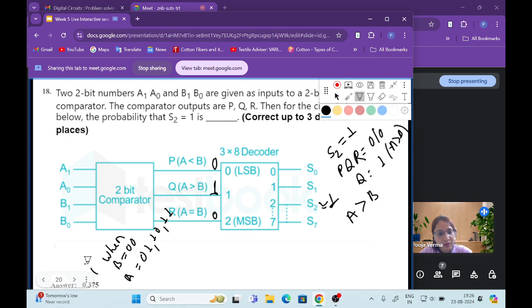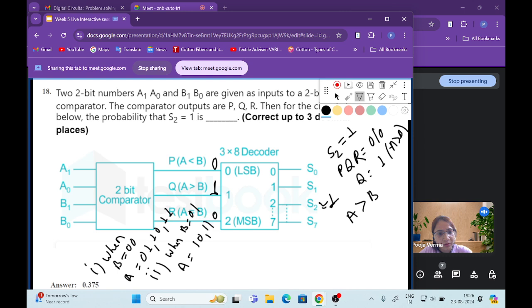Now the next case is when B is equal to 0, 1. Then what are the possible combinations where A will be greater than 0, 1? That is 1, 0.